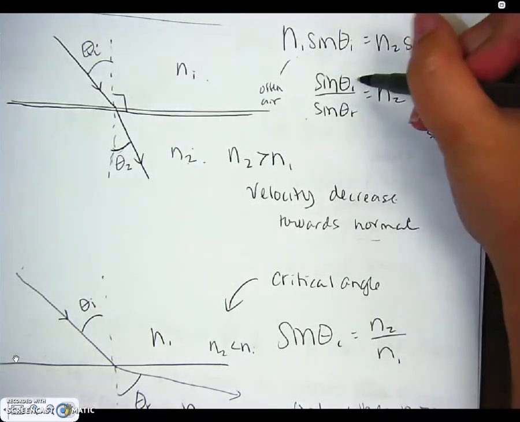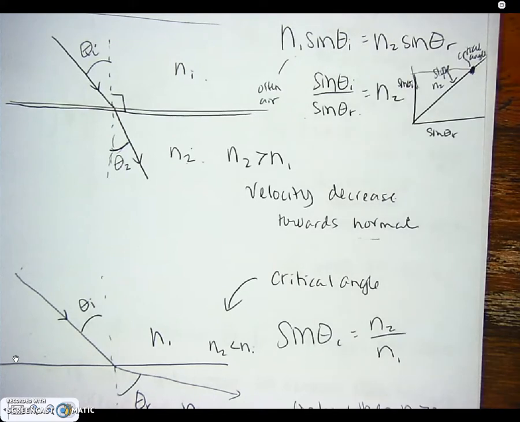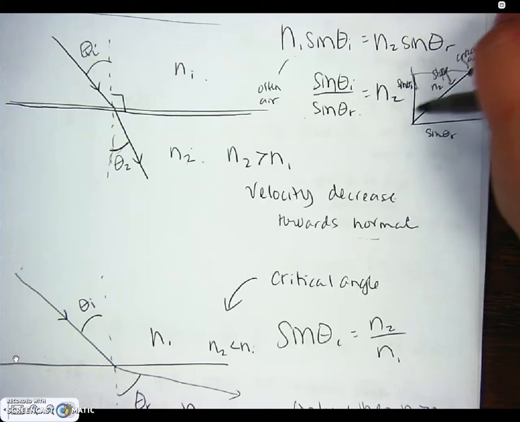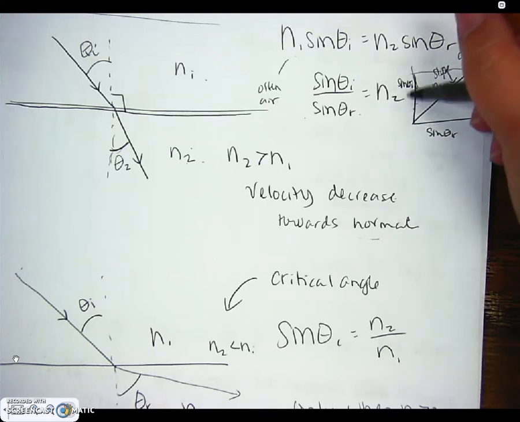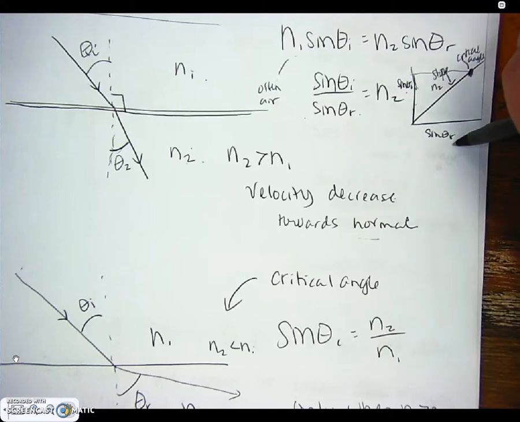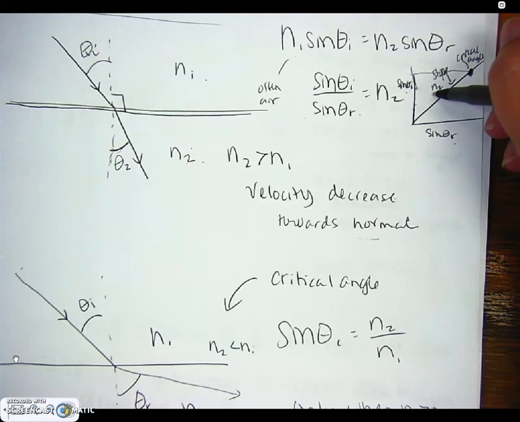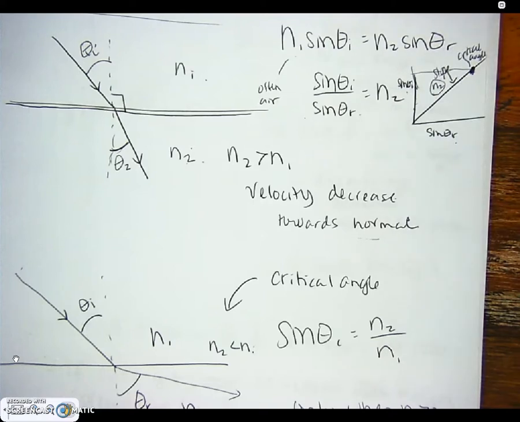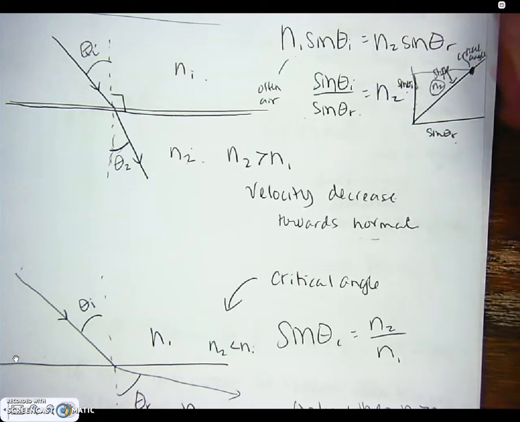So N2 just ends up being a ratio of the sine of the angle of incidence to the sine of the angle of refraction. So if we were to change the angle, we could measure the refracted angle and plot the sine of the angle of incidence here and the sine of the angle of refraction here, and so the slope of the best fit line of this graph would give us N2. Also, where the sine of the angle of incidence is equal to 1, that would give us the critical angle.